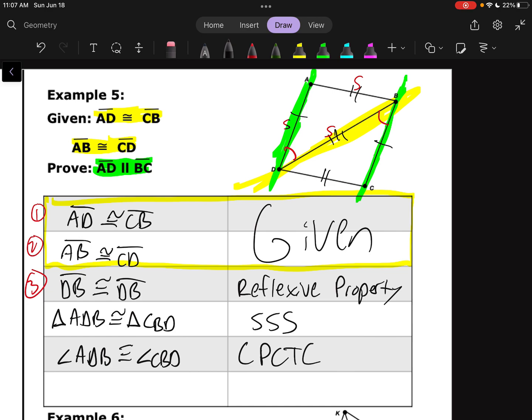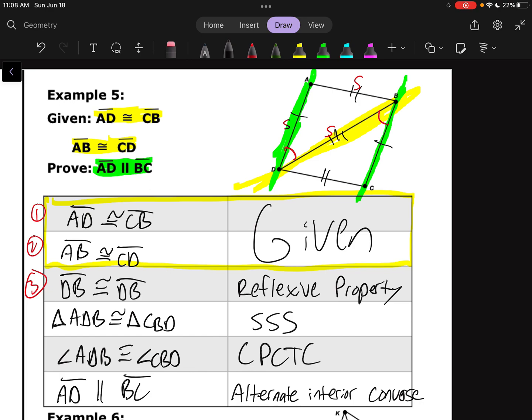And now that we officially have those alternate interior angles being congruent, we can say that AD must be parallel to BC by the alternate interior converse. That was tricky. That was pulling in a theorem that we haven't seen in a few videos.